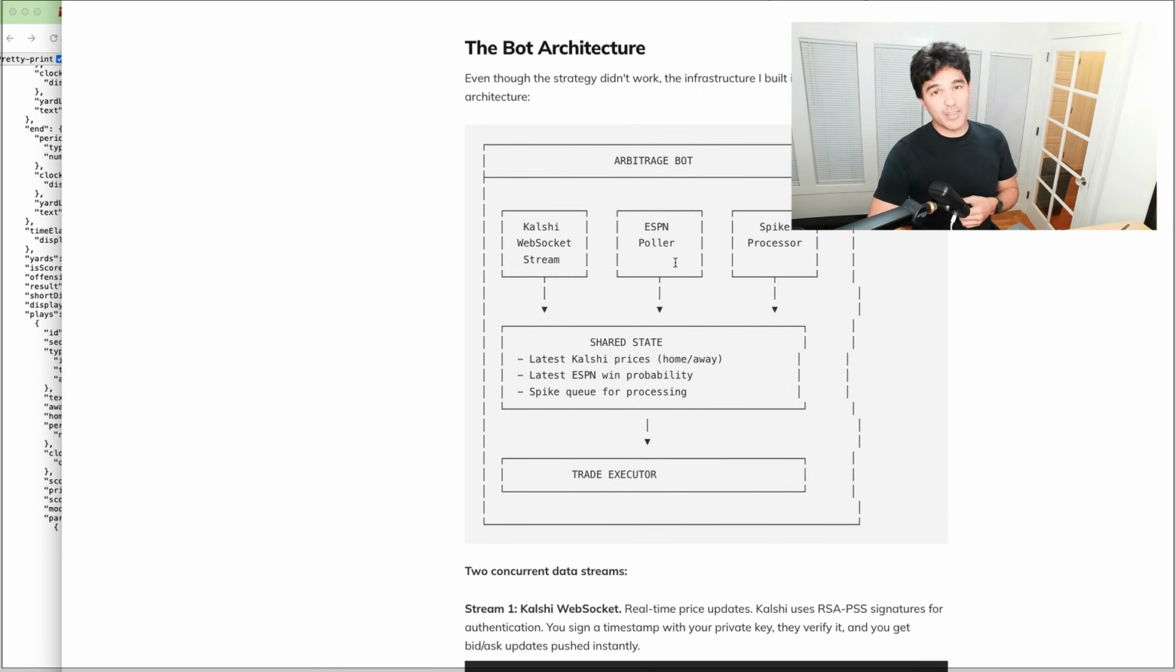And then we have this ESPN poller, which is our source for data. And so we're requesting the ESPN API repeatedly, parsing out the latest play, seeing how it impacted the probability. And then we have this spike processor to be like, oh, did the probability spike above X percent, which we can configure in a config file. And if it does, then we can actually execute a trade based on that. So that's kind of the high level overview.